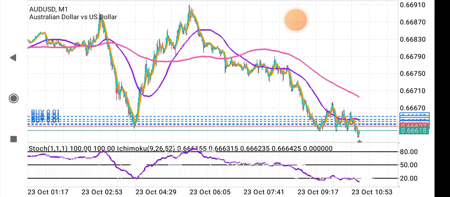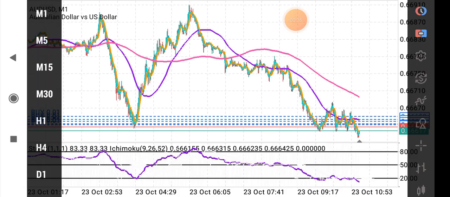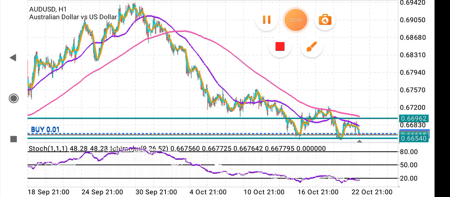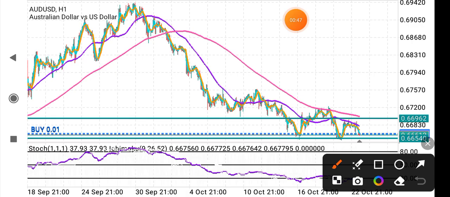This is AUD USD 1 minute chart. We are on a 1 minute chart, but let me take you back to 1 hour. What is happening? This is how 1 hour looks like. I decided to enter this market because now we are at the extreme, and then there are two things that are really happening.